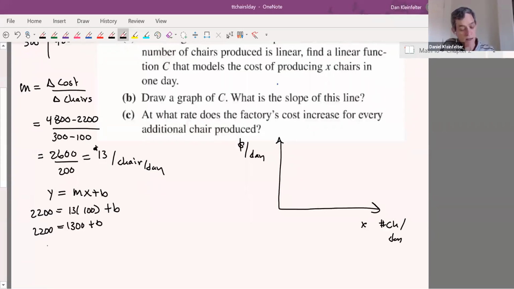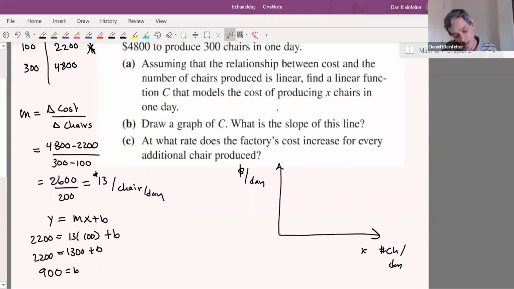So then what does our b have to be? 2,200 minus 1,300 is 900. Okay, so that will be our y-intercept. So then our c of x will be 13x plus 900. Okay, let's take a look at that, make sure that it makes sense to you.